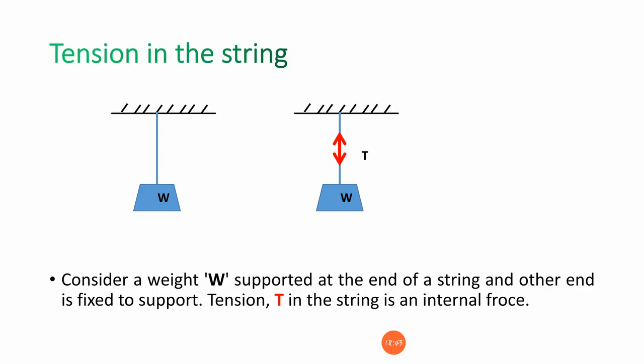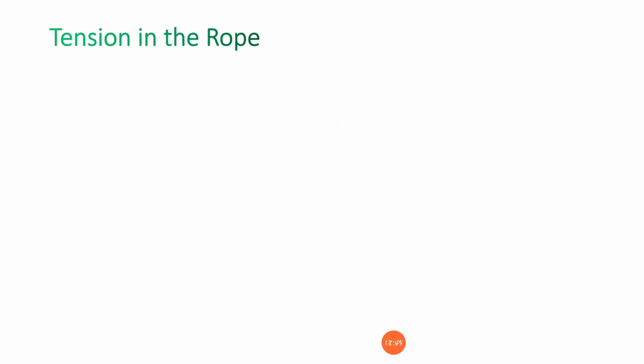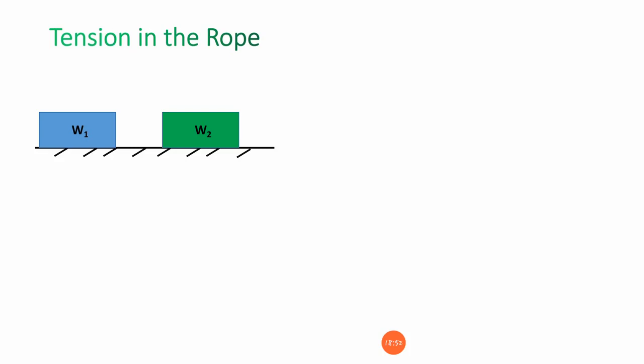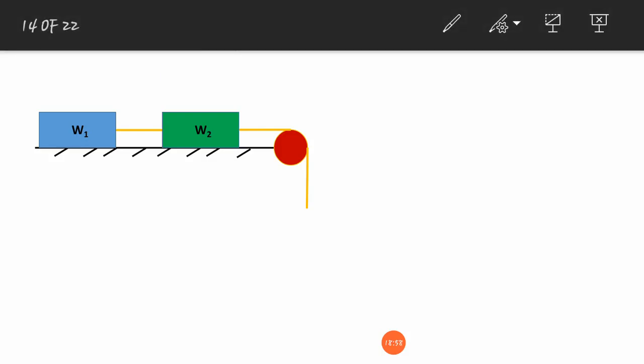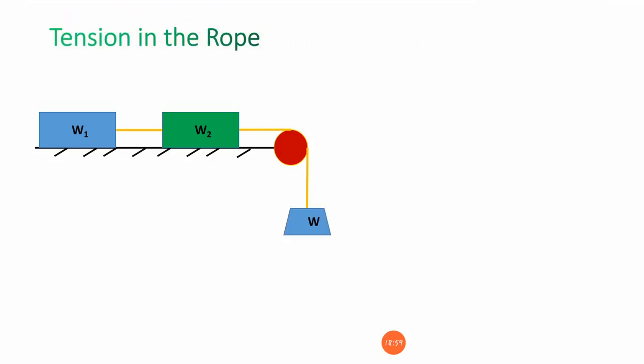And in this case, the tension in the rope. So similarly, the tension in the string, the rope, we also get the same way. I have taken here one hardened surface and two masses, W1 and W2, and it is connected to a pulley and one mass is attached at the bottom.